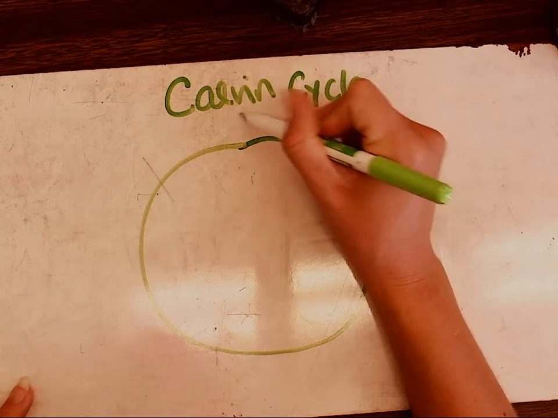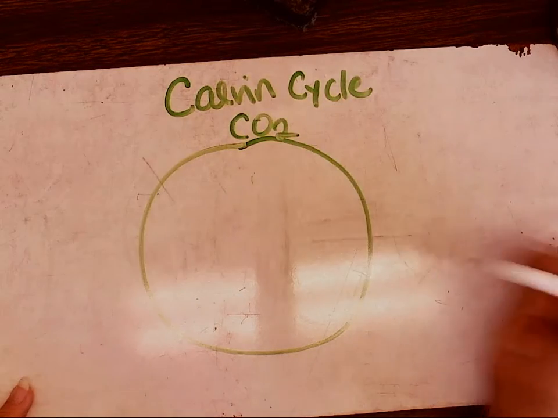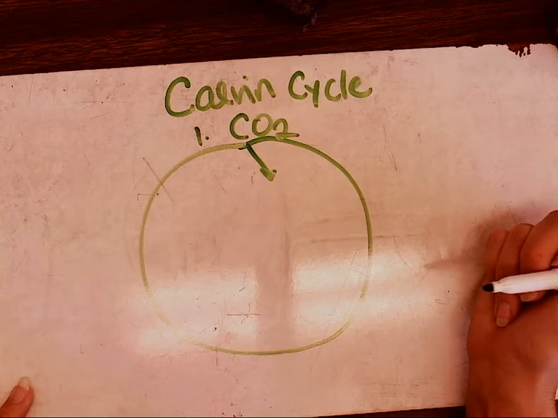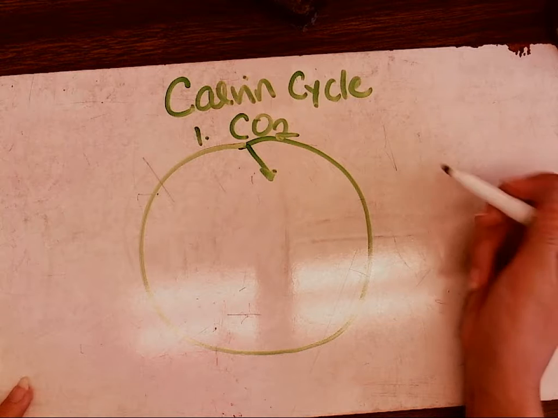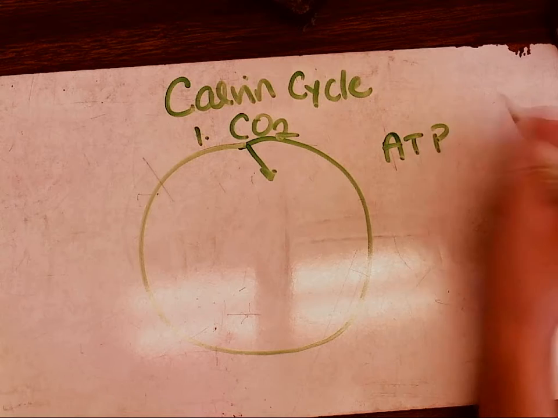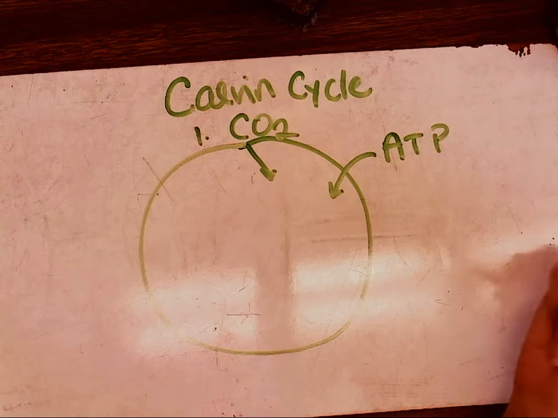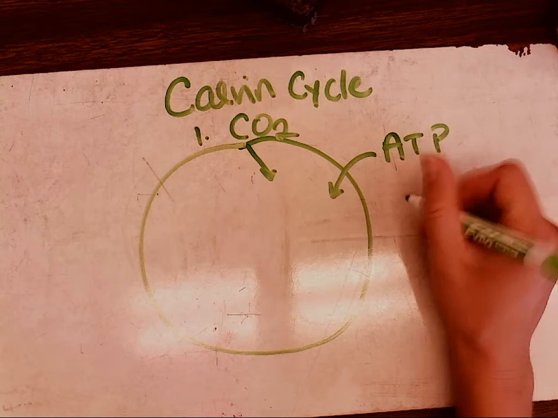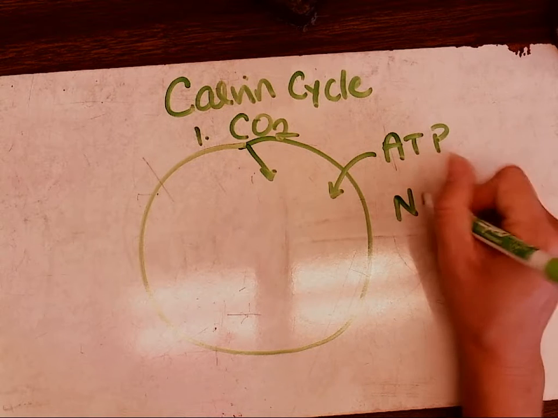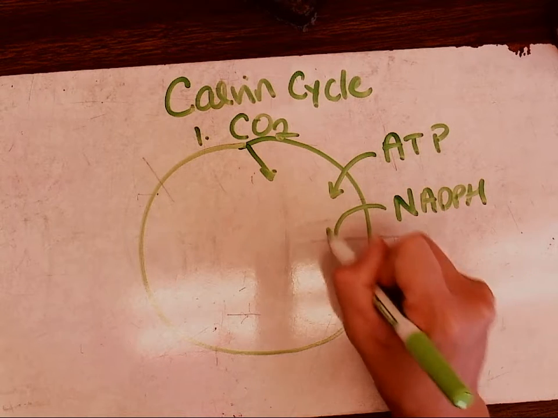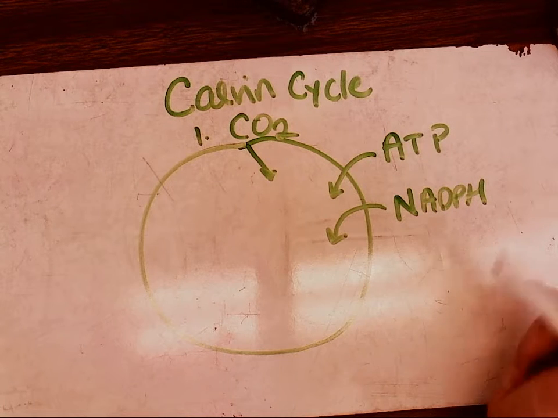The first thing that we see starting the Calvin cycle is carbon dioxide is going to enter. Now, from the light reactions, we made energy, ATP. This is also going to be in the stroma and brought to the Calvin cycle, along with electrons, which are going to be carried by NADPH from light reactions. They're also going to go to the Calvin cycle.